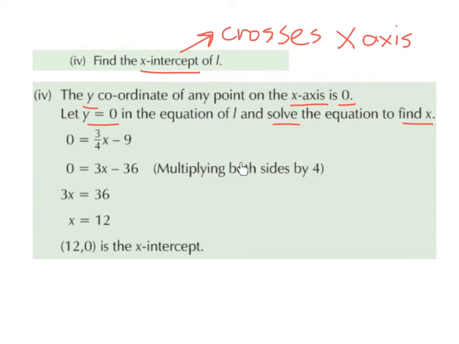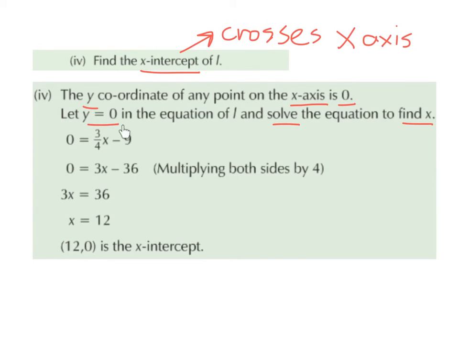First of all, we're going to multiply both sides by 4 so that we get rid of the fraction. So 0 multiplied by 4 is just 0. 3/4 multiplied by 4 is 3. And minus 9 multiplied by 4 is minus 36. Then we bring the minus 36 over the other side. It becomes plus 36. So we have 3x equals positive 36. And then we divide across by 3. 36 divided by 3 is 12. So x is equal to 12. So 12, 0 is the x-intercept.